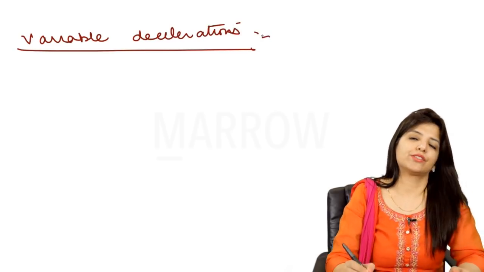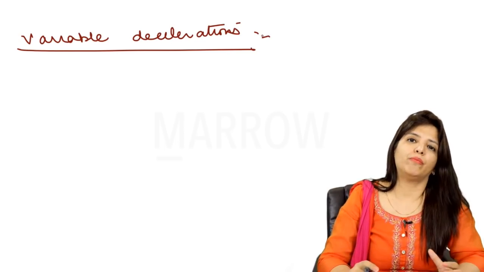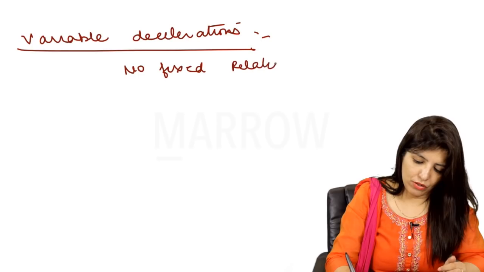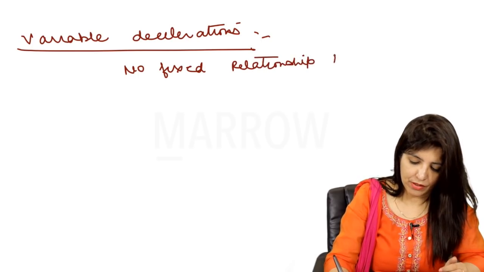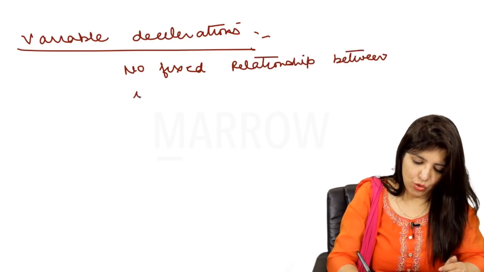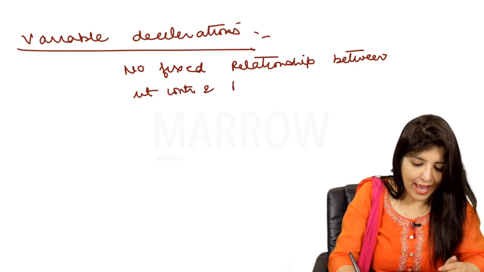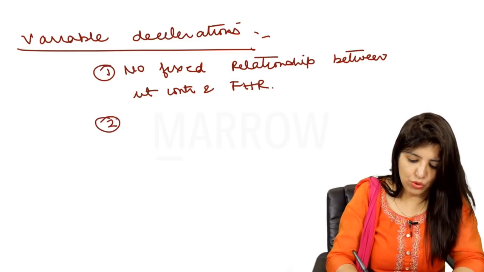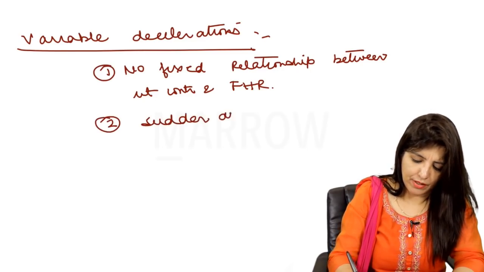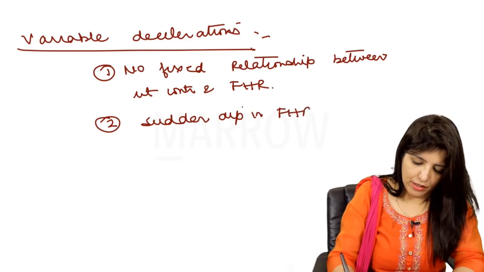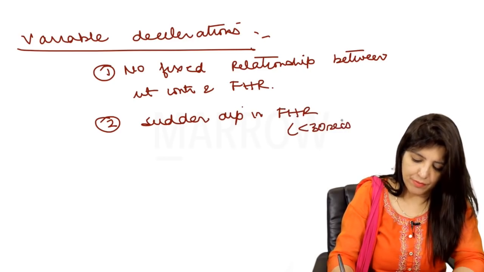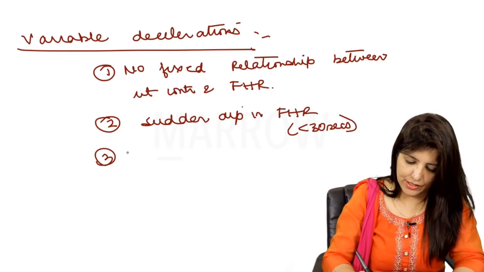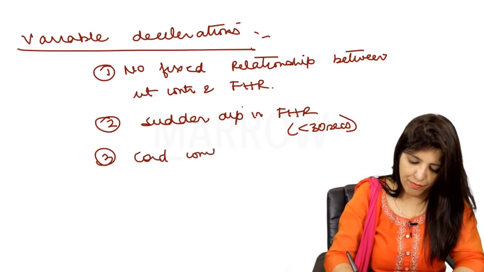As the name suggests, variable means that there will be no fixed relationship between the uterine contractions and fetal heart rate, right? Number one. Number two, there will be a sudden dip in fetal heart rate. It will take less than 30 seconds, right? And this type of deceleration is seen in cases of cord compression.